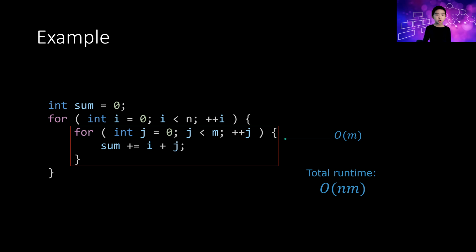Here is a more concrete example. It is a nested loop with the inner loop looping m times to add up the variable j. So the inner loop has the complexity of OM. The outer loop loops n times. Thus, the total complexity is in the order of n times m.